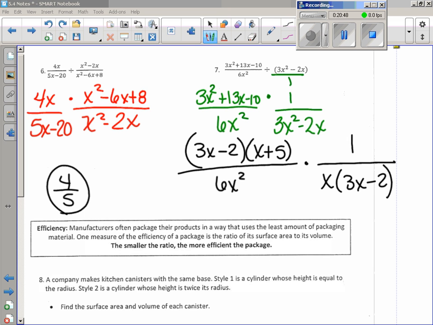So what could we cancel here? The 3x minus 2's. And what do we get for our final answer? x plus 5 over 6x what? Cubed. Don't forget you have an x squared and an x to the first, so we add those exponents when we multiply with the same base. Any questions? All right, let's look at some geometry.